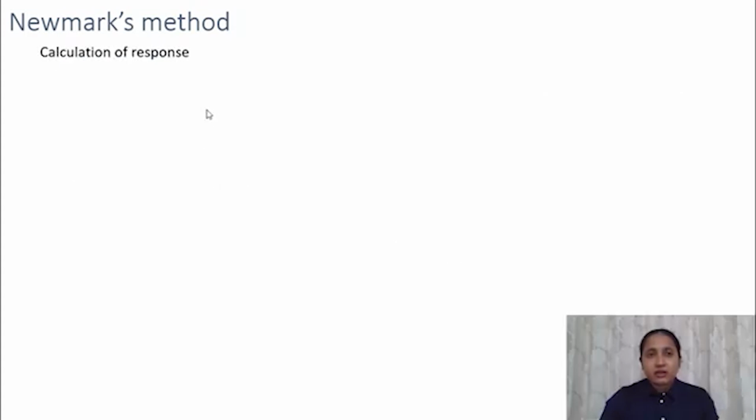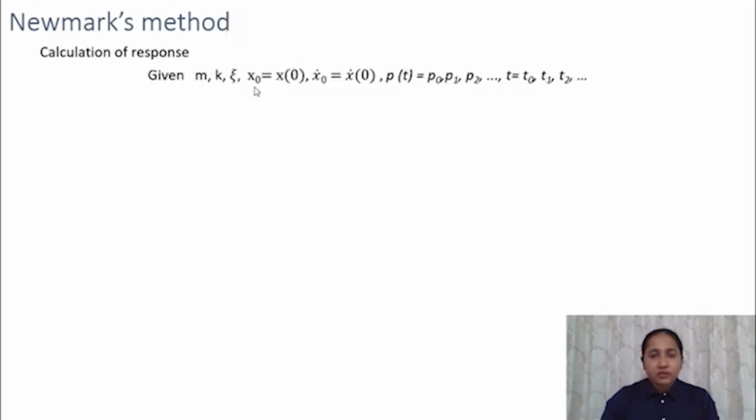So now let's see how the response is calculated using Newmark's method. As we have seen earlier, we will have the system properties: mass, stiffness and damping values. We'll also know the initial conditions, and the force will also be known to us. So using these, we can do some initial calculations, and the time step is calculated as the time difference between two consecutive time instants, that is t i plus 1 minus t i.